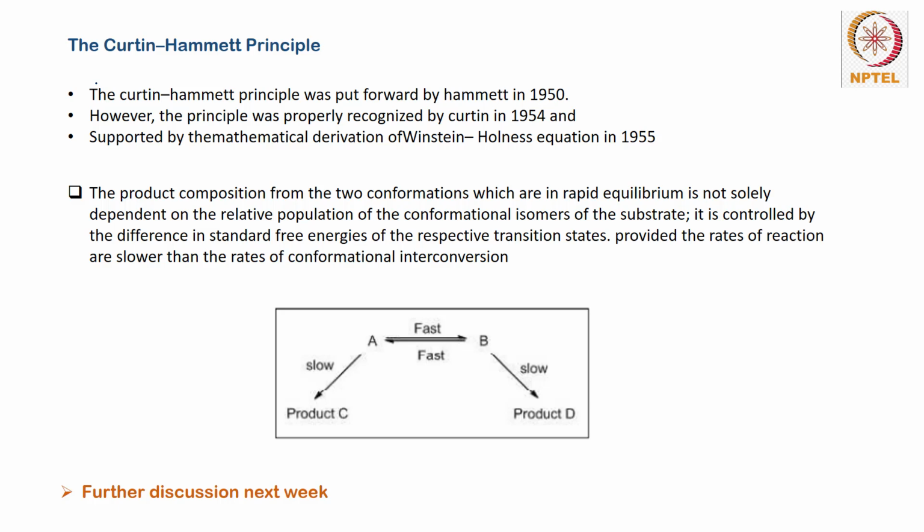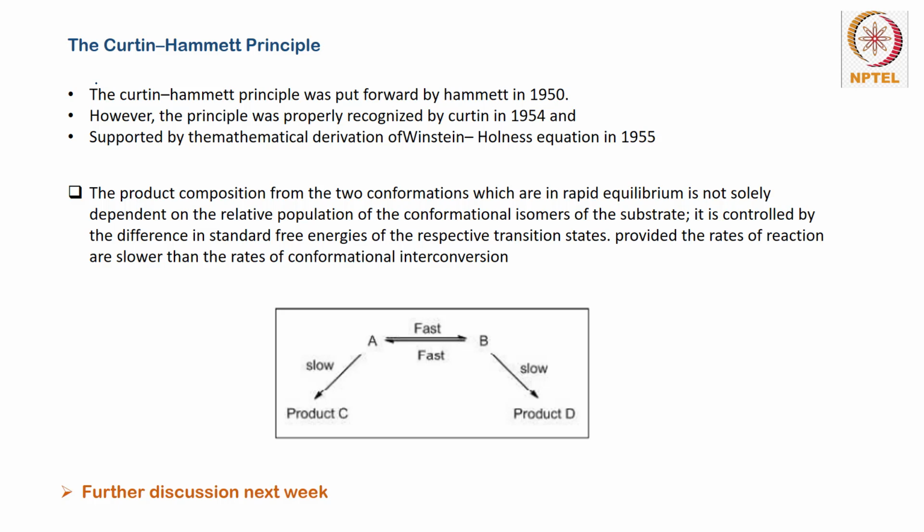The Hammond principle was put forward by Hammond in 1950, and however the principle was properly recognized by Curtin in 1954, supported by a mathematical derivation by Winstein and Holness in 1955. So what does this principle tell us?